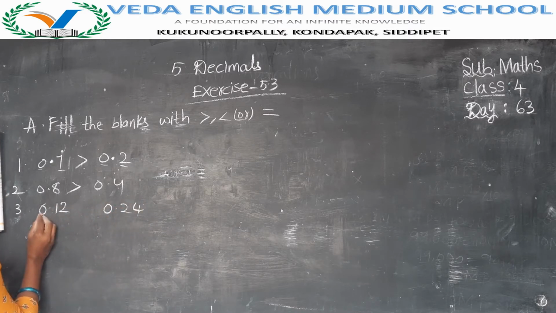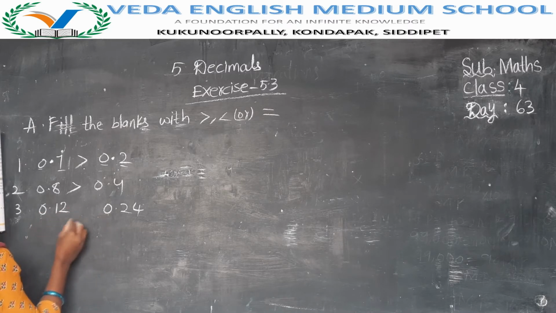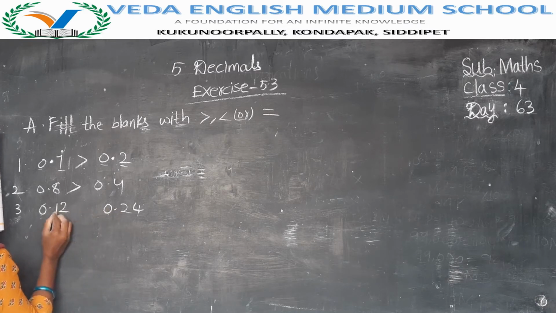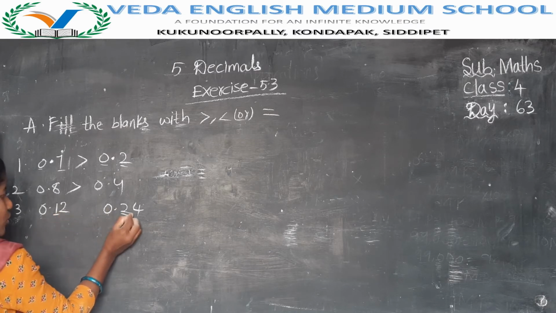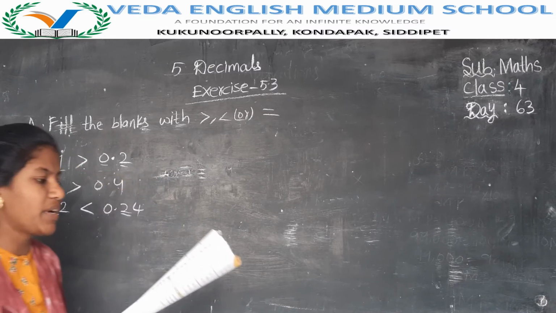Here the whole number part, the first number is 0, the first number is 0. If the whole number part is the same, then go to the decimal part. Here you have a decimal point, here also you have a decimal point. Then compare the first digit in the decimal part. 1, you have 2. Which is a greater number, 1 or 2? 2 is a greater number. Like this you have to compare the remaining ones.